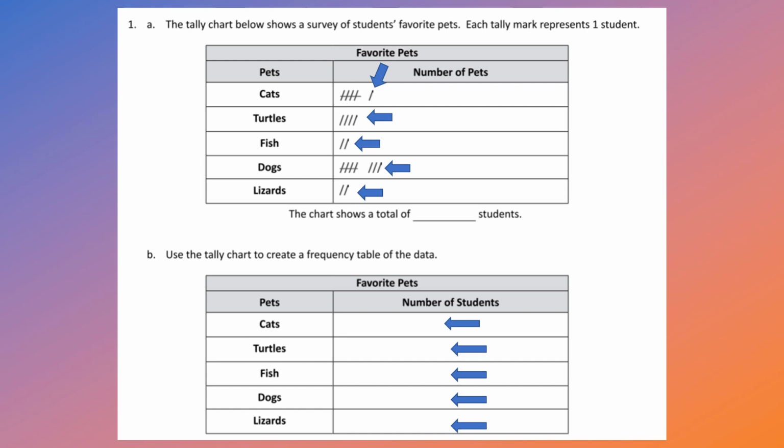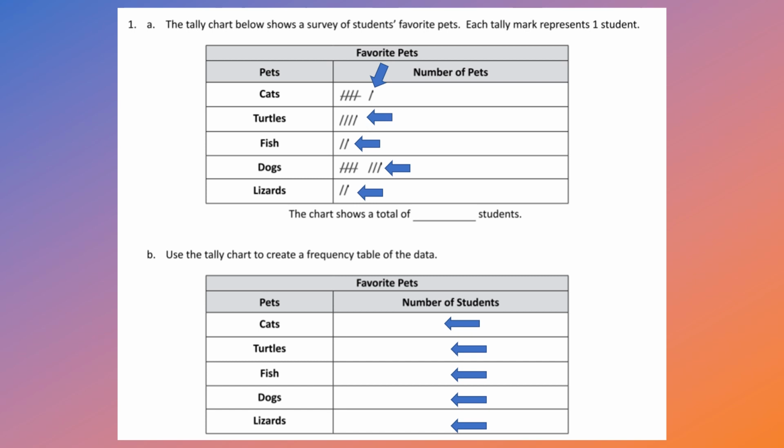1A says, the tally chart below shows a survey of students' favorite pets. Each tally mark represents one student. So, I see pets, cats, turtles, fish, dogs, lizards, and there's a field for a number of pets. Underneath our tally chart, it says the chart shows a total of blank students. Remember those tally marks represent one student. So we're going to count the tally marks, all of them, so that we can find out the total number of students that were surveyed about pets.